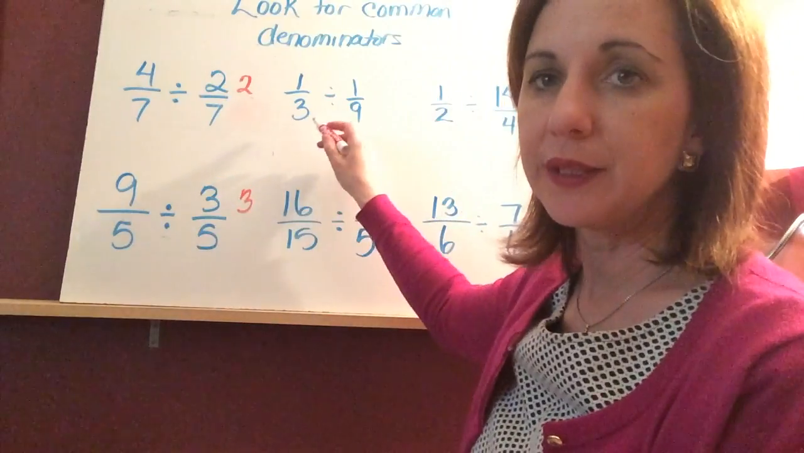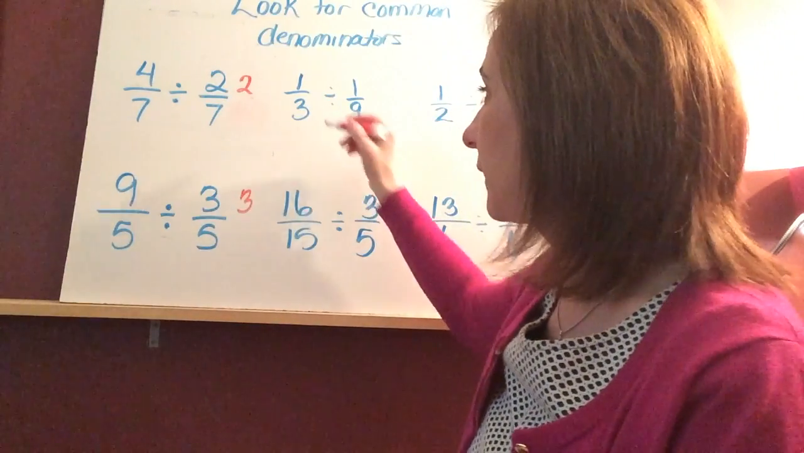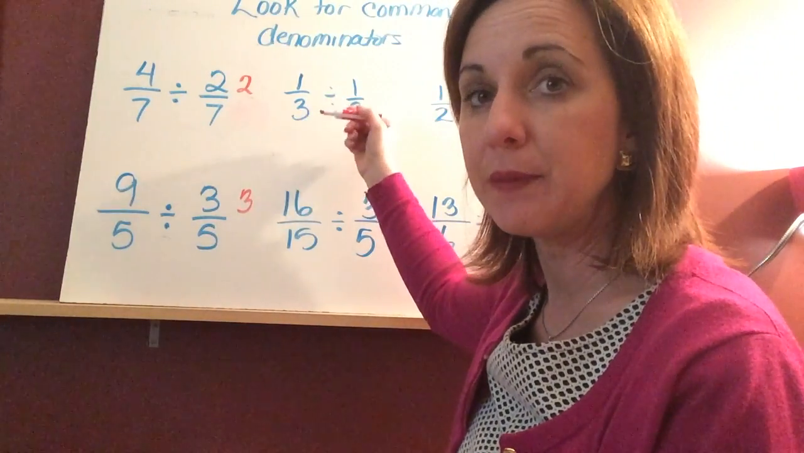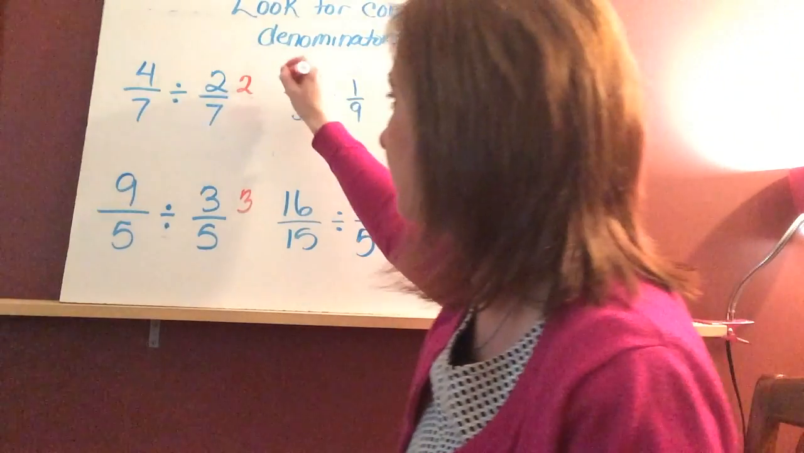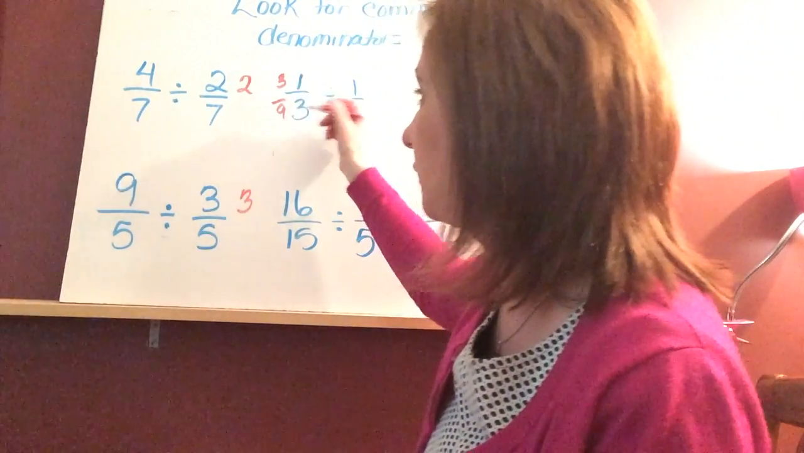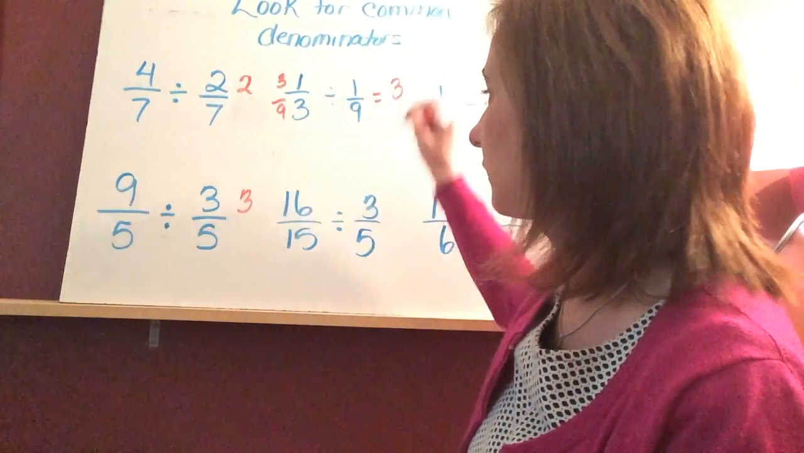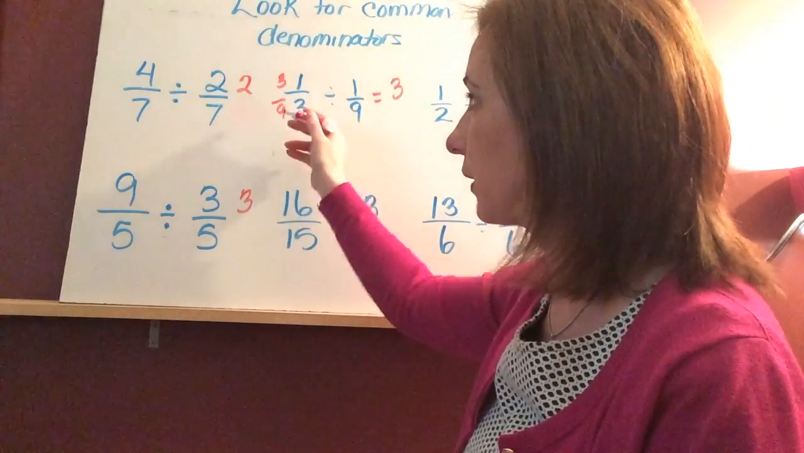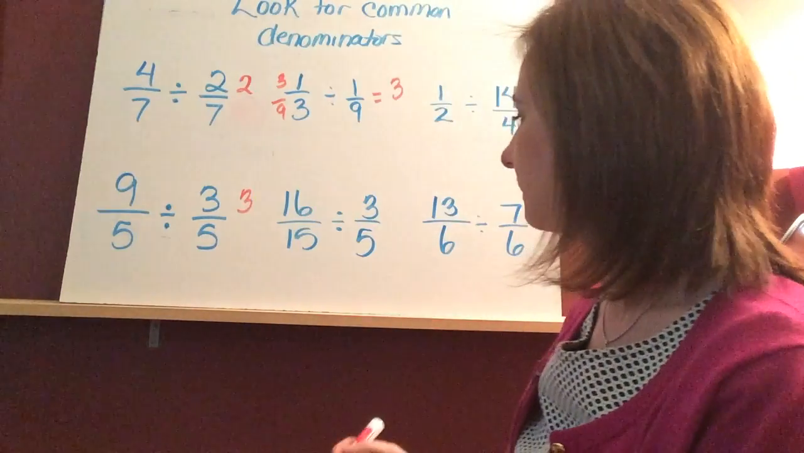Now, this one, the denominators are not common, but if I rewrote this, if I renamed the fraction 1/3 to have a denominator of 9, then I could do 3 divided by 1 is 3. Because how many sets of ninths are in 3/9? And the answer is 3.